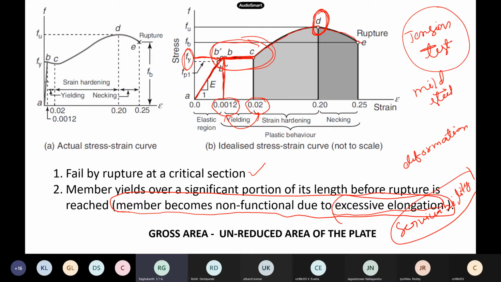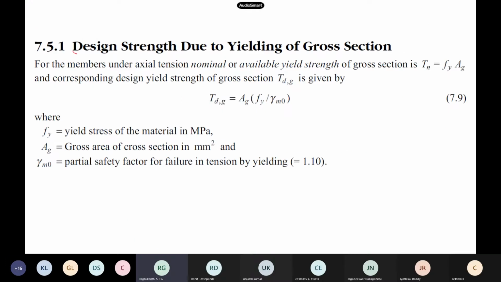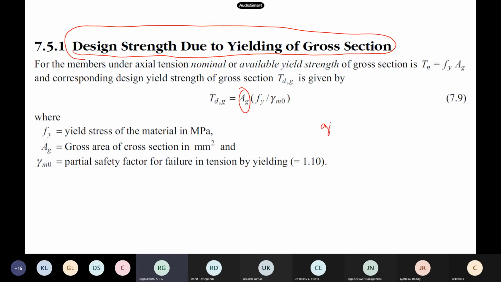To calculate the area, the unreduced area of the plate we call the gross area of the plate. This is the design strength due to yielding. Our code gives the formula you have to use to find the design strength due to yielding of the cross section. Here the area is the gross area of the cross section, that is, the unreduced area, and it has to be multiplied by Fy by gamma m0.